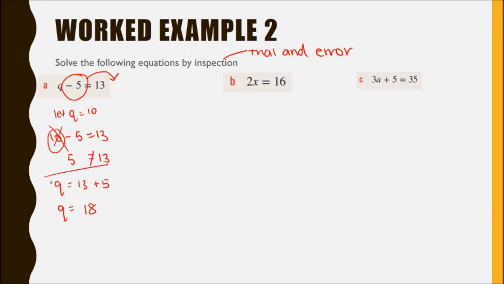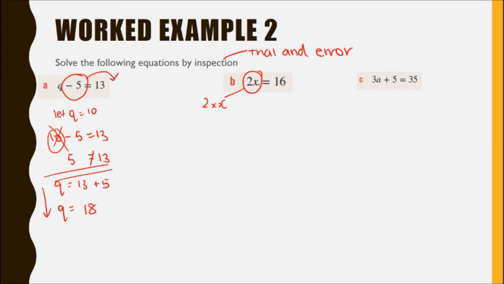This is not the inspection method here. The question is asking for inspection, so it would be expected that you go through values, putting them in, trialing, and seeing if it works before just giving an answer. Over here we know that the 2 and the x are connected with a multiplication sign like that.